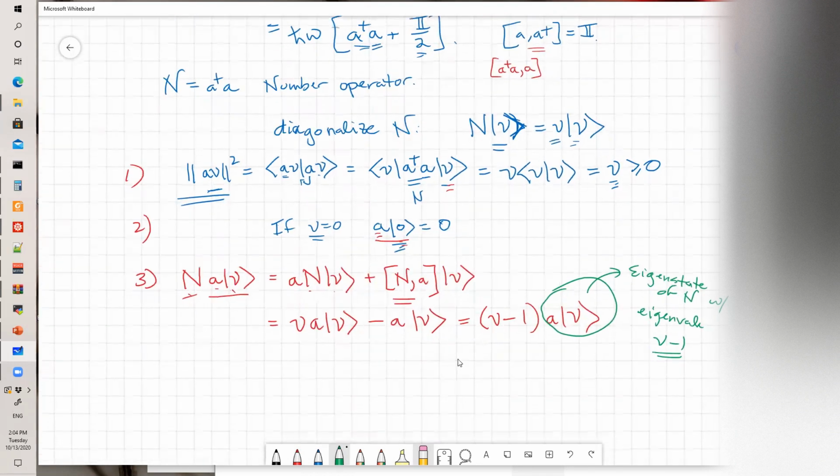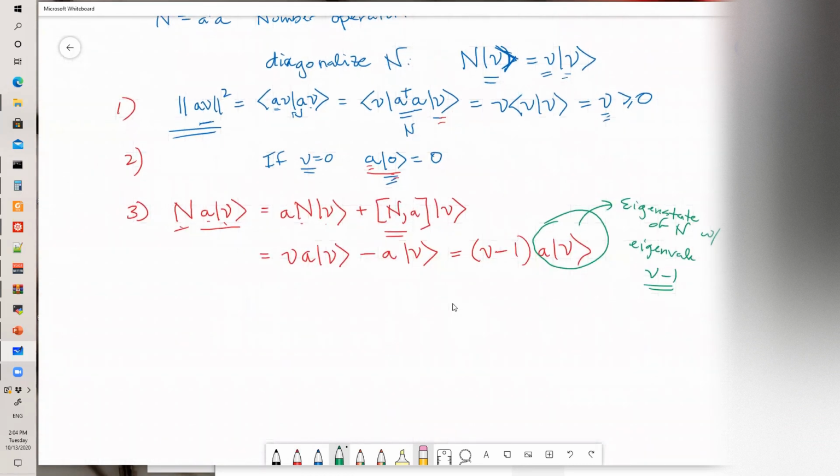You can do the same thing with A dagger, same sort of procedure. You can ask what N acting on A dagger does, and again it's the same algebra. I don't really want to work it out here. Again, you have to compute N commuting with A dagger. You get nu plus 1, A dagger nu. So these A operators apparently take our eigenstates of N and raise and lower the eigenvalue by 1.